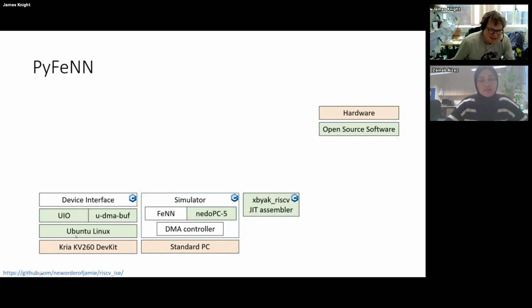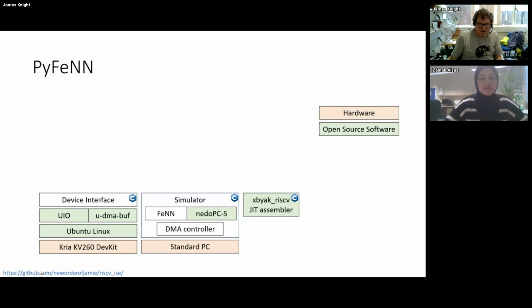As Zainab has said, the Kriya is running Ubuntu. And here we use some open source driver interfaces to communicate with this. So we use UIO, which is a Linux standard for user space communication with memory mapped hardware. This is what we use to write to the DMA controller registers, all that type of stuff. And we also use this open source driver called UDMA buff, which does the contiguous memory allocation you need to use the DMA controller. And we wrap this all up with a C++ device interface.